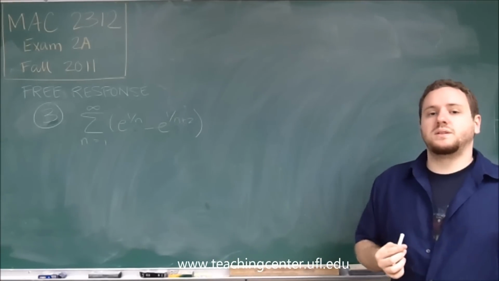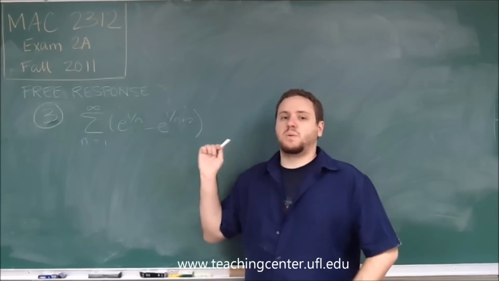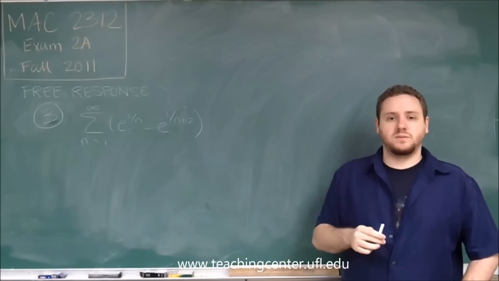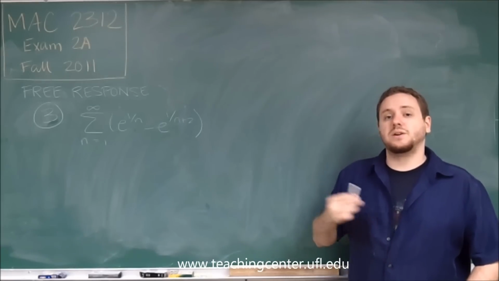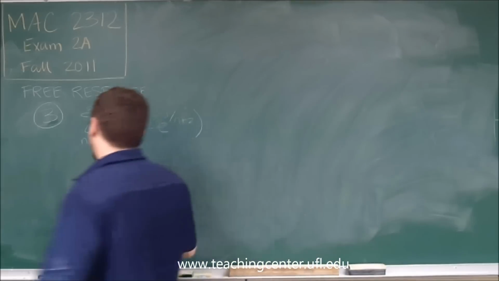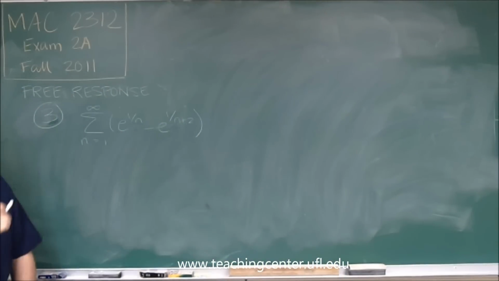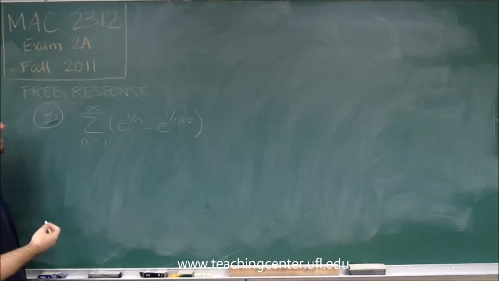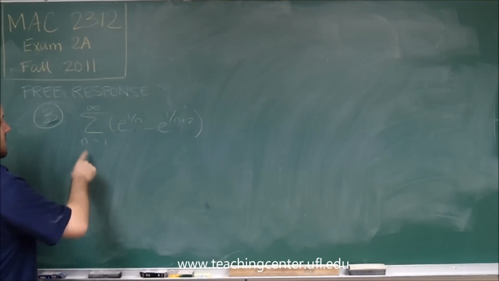Whenever you have a telescoping series, the separation between the two terms is going to tell you how many are not going to cancel. Remember, for telescoping series, nearly every term is going to cancel, but you're going to have a few that don't. In this case, we're going to have 2 that don't cancel at the front and 2 that don't cancel at the back. So the easiest way to show this is, let's write out the first couple of terms.